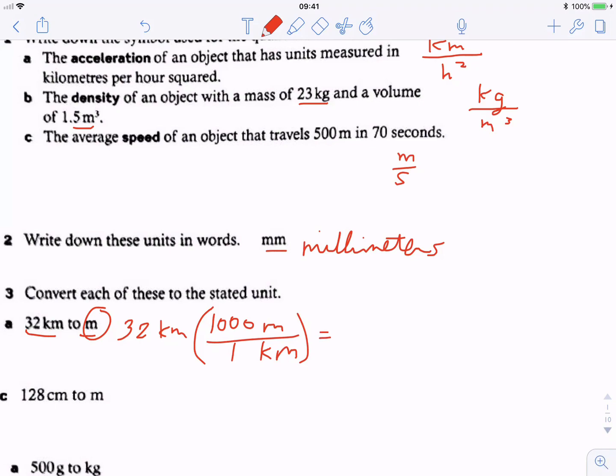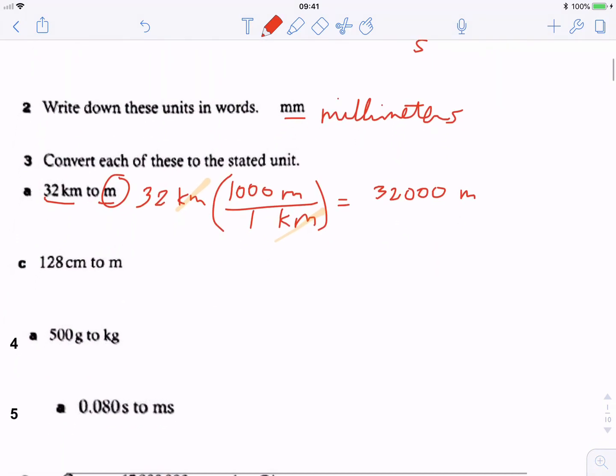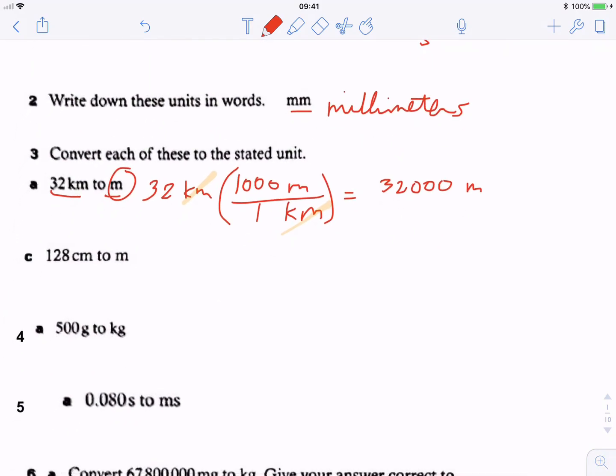Then I'm going to multiply this out. So kilometers are going to cancel. Okay, let me do that in a different color. Kilometers are going to cancel. And then I'm going to multiply 32 times 1,000 and divide by 1. So that would be 32,000 meters. Okay. Next one. I'm going to change 128 centimeters to meters.